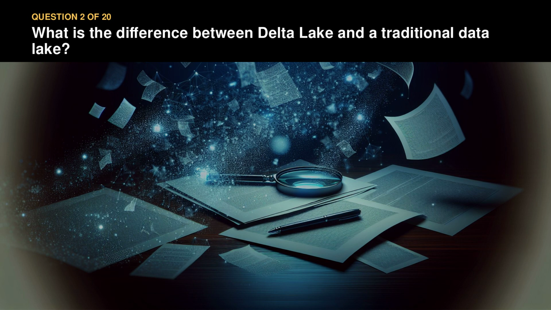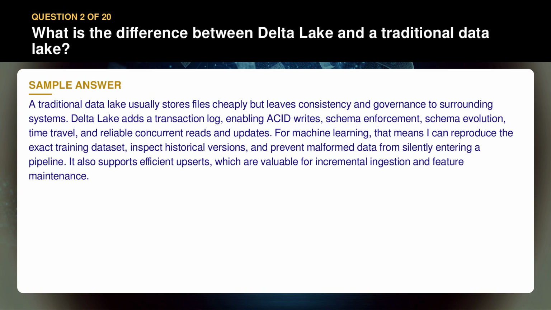Question 2. What is the difference between Delta Lake and a traditional data lake? A traditional data lake usually stores files cheaply but leaves consistency and governance to surrounding systems. Delta Lake adds a transaction log, enabling ACID writes, schema enforcement, schema evolution, time travel, and reliable concurrent reads and updates. For machine learning, that means I can reproduce the exact training dataset, inspect historical versions, and prevent malformed data from silently entering a pipeline.